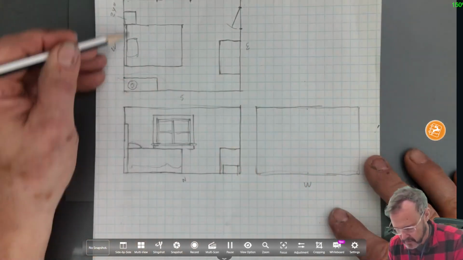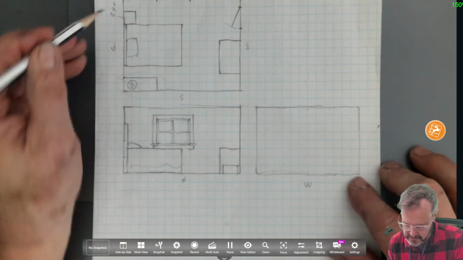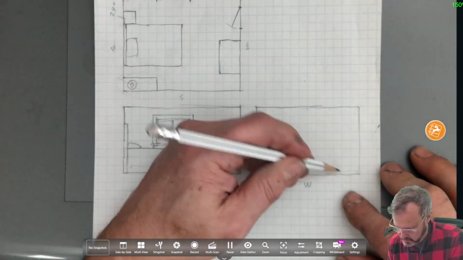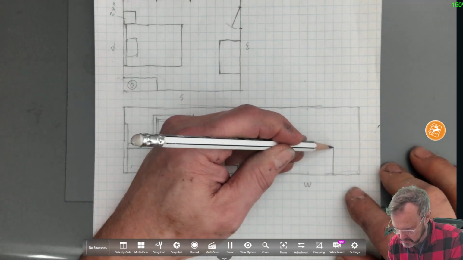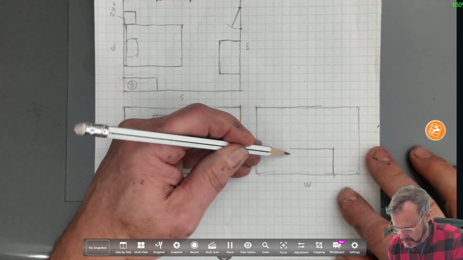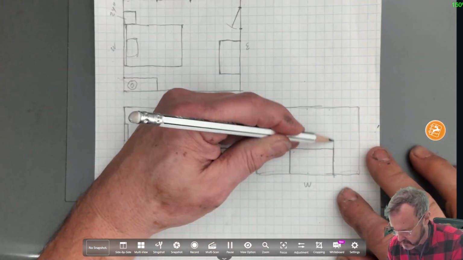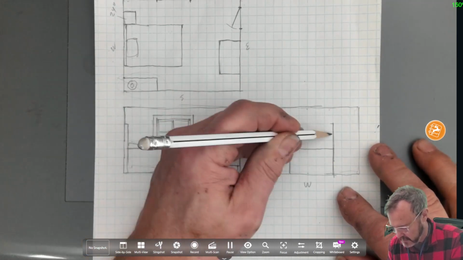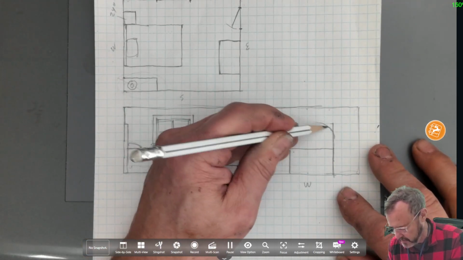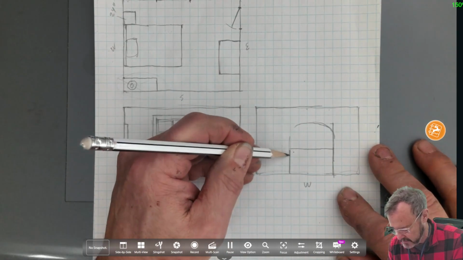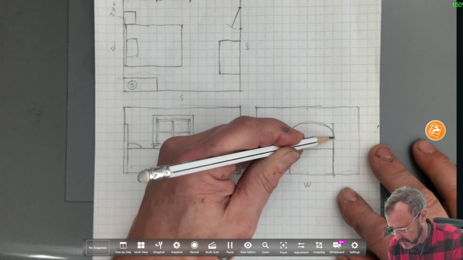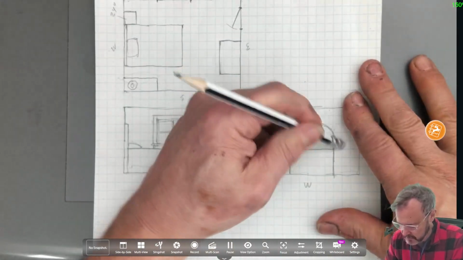And the bed is 3 feet from the right and 3 feet up, and it's 5 feet wide. So the bed is going to look like that. The headboard was 6 feet tall. And here's where, if your headboard is an interesting shape, you want to attempt to draw that shape in your plan.